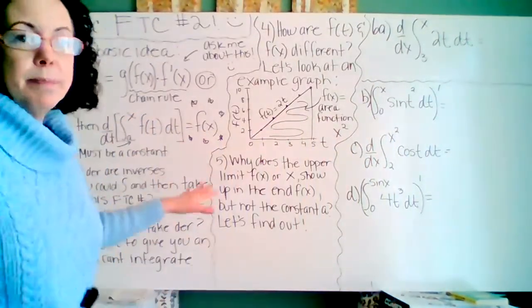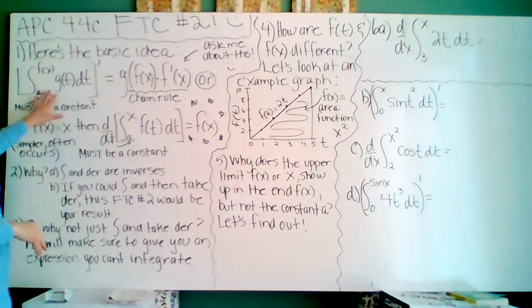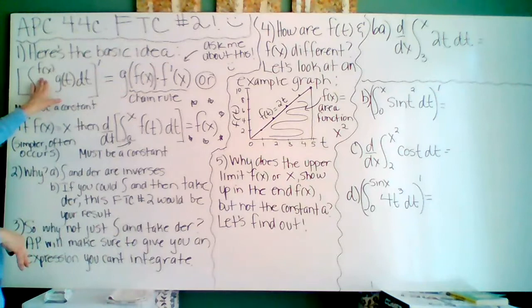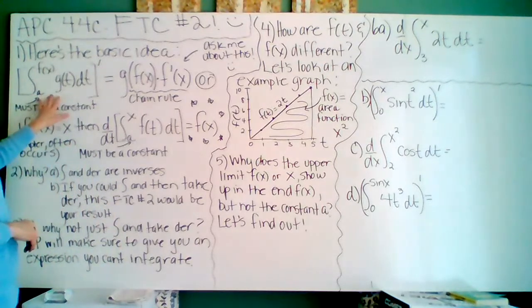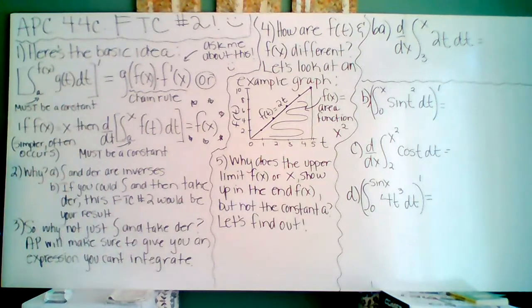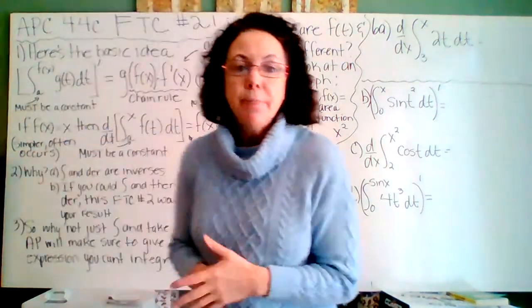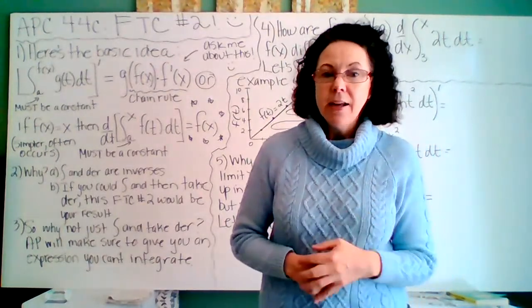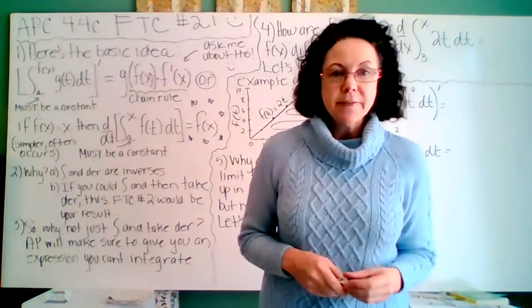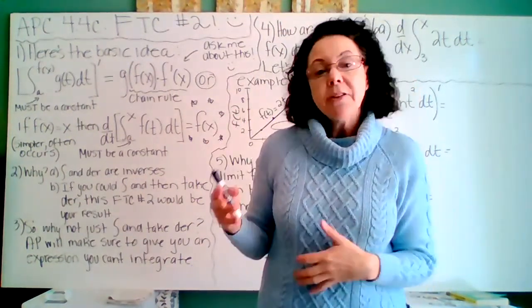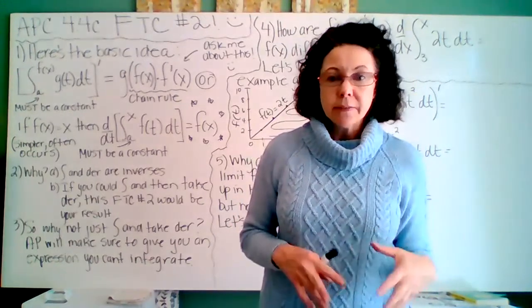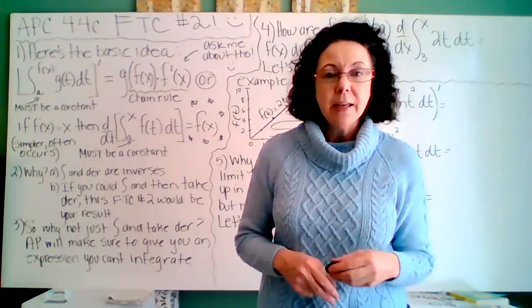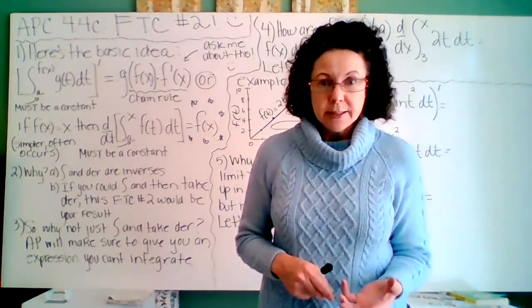Okay, here we go. So here's the basic idea. If you have an integral of g of t dt, notice I'm using inputs of t, and that integral is being evaluated from a lower limit of a. That lower limit must be a constant. If it is not, you in fact cannot use FTC number 2. And they may do that to you on the AP exam. So you have to check some things to see if you can in fact use this.